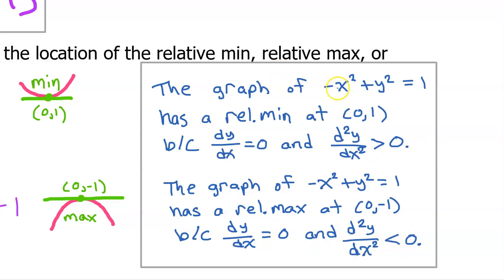Notice I'm using this sort of awkward description, the graph of negative x squared plus y squared equals 1. That's because you should never use a vague term like the graph or the function. So I had to be specific. If I had a name like f of x, I would just say that. But since all we have is an equation, I had to say the graph of negative x squared plus y squared equals 1.